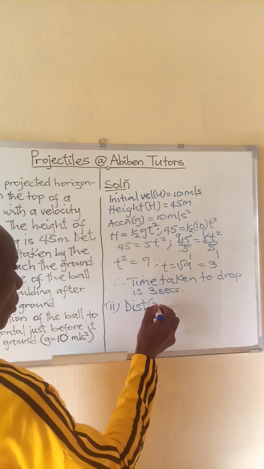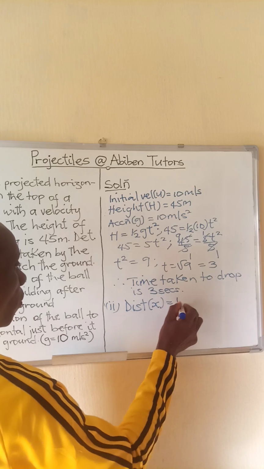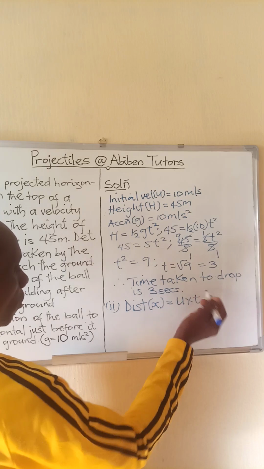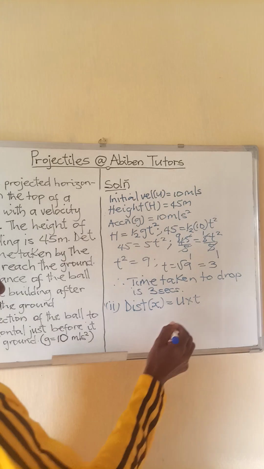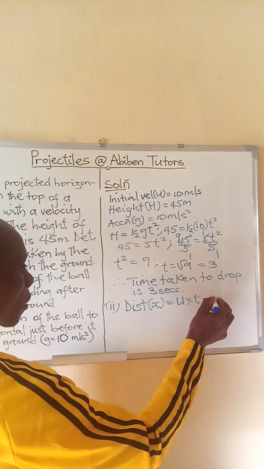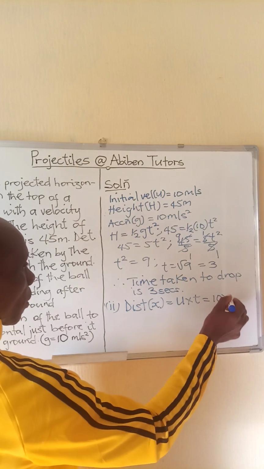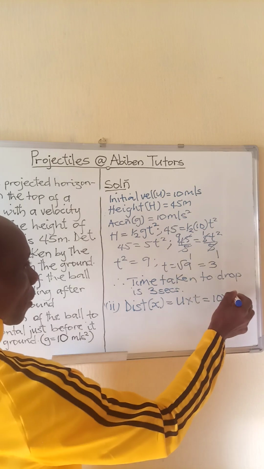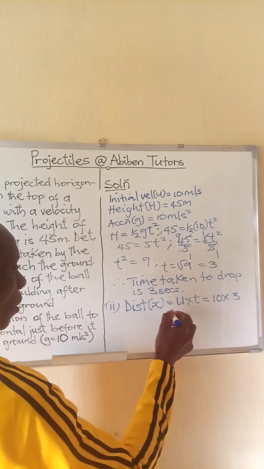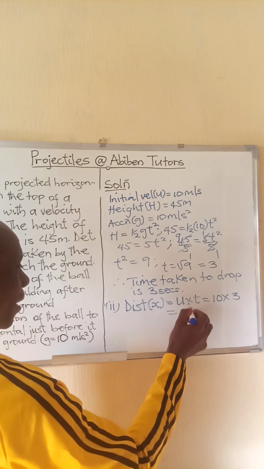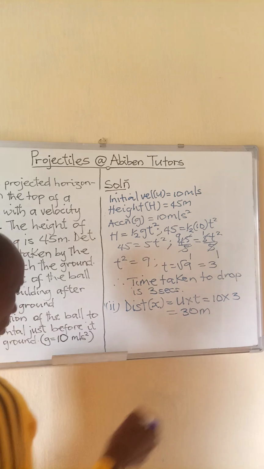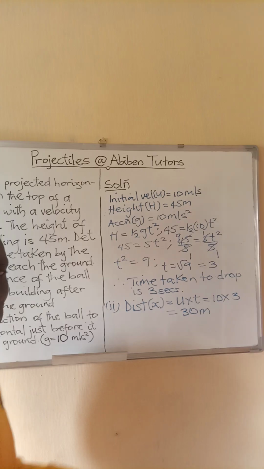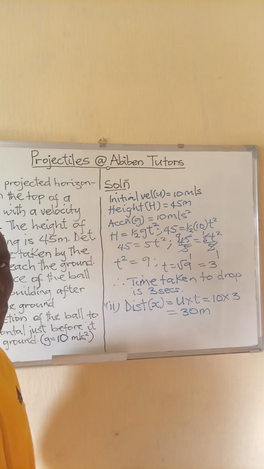The distance, which we can represent with x, is going to be u times t. And our u in this case is 10 meters per second, and then time is 3. So that gives us a horizontal distance of 30 meters. That means the ball lands 30 meters from the foot of the building.